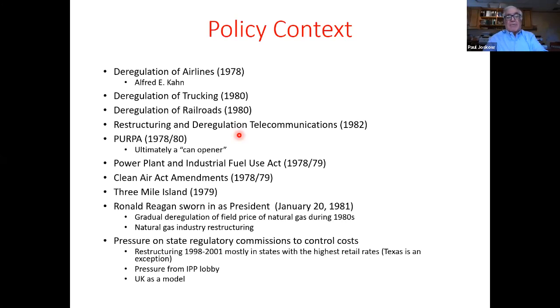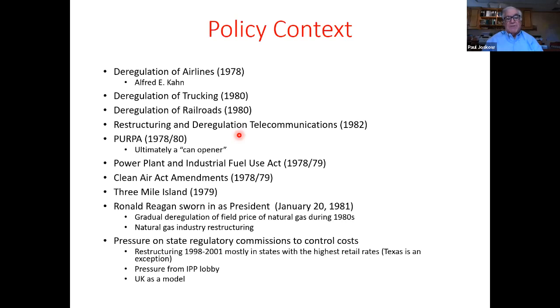telecommunications through actions by the Federal Communications Commission, but most importantly, the antitrust laws, as a result of an antitrust case brought by the Department of Justice, which broke up AT&T over a period of years in the 1980s and opened up that industry to competition. PURPA was passed in 1978, although it really didn't come into force until around 1980 when the courts clarified things. I think, looking back, it was ultimately a can opener that helped to push a program of entry of independent power producers into the market. It took a while, but that was the can opener that started it.